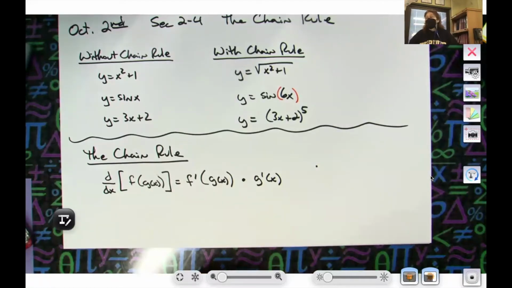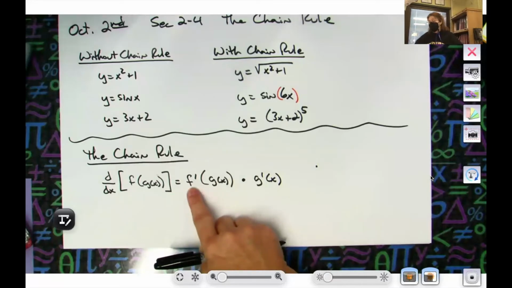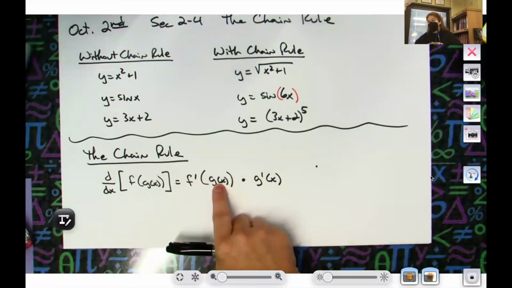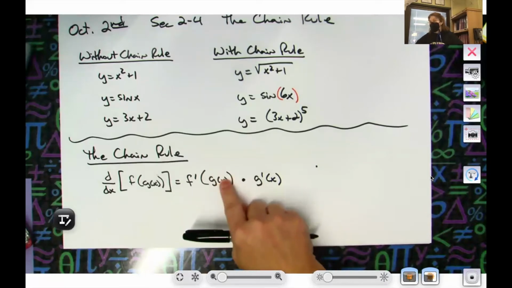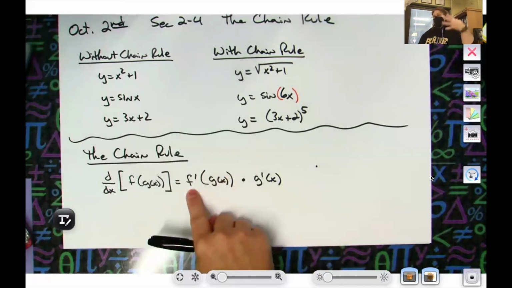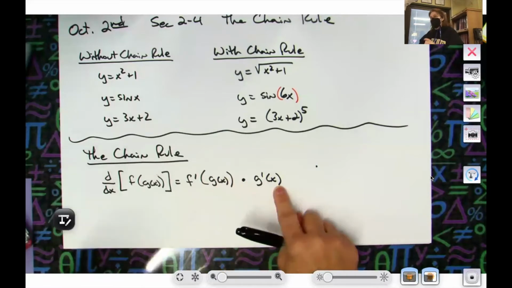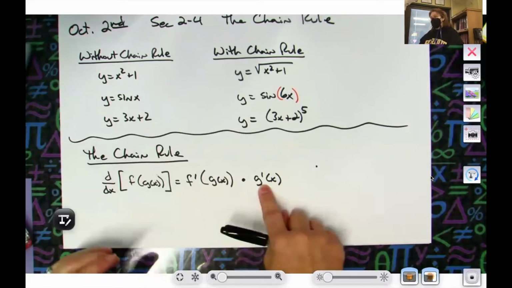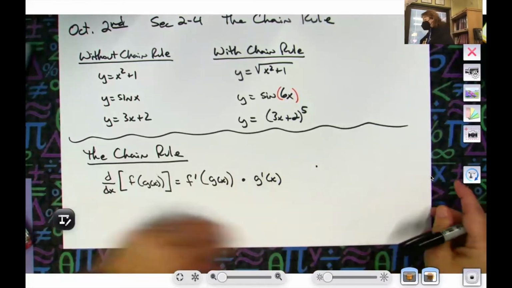I'll give you time to write that down, then I'm going to say it again. We take the derivative of the outside function. We leave the inside function alone and multiply it times the derivative of the inside. This is the key part that people screw up on. You take the derivative of the outside function, leave the inside alone, don't touch it, exactly as you see it, and multiply it by the derivative of the inside. We're going to use the d dx notation to help us know when and where to do that. Keeping that in mind.